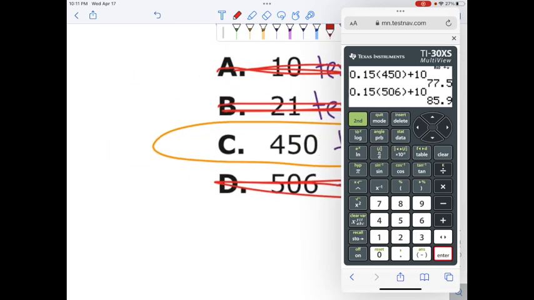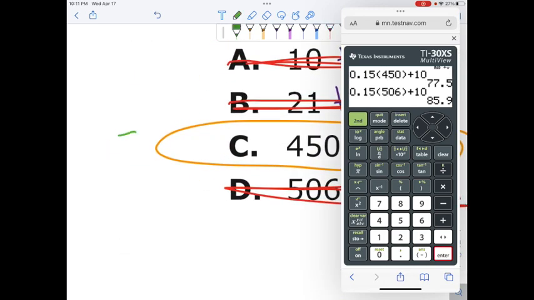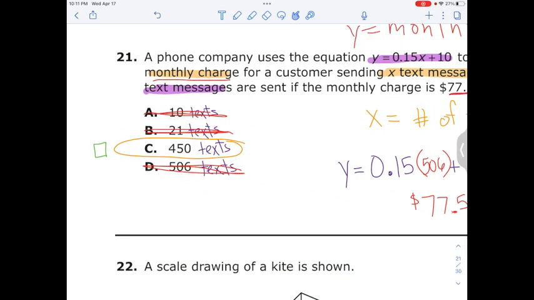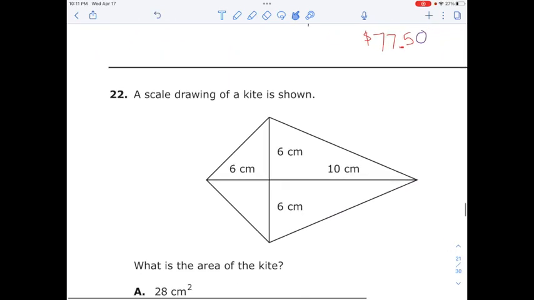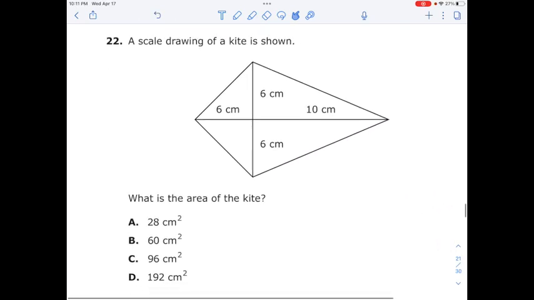All right, for C, you need to draw a square out in front. All right, we're almost done. Just a couple more problems. Number 22, a scale drawing of a kite is shown. We need to find the area of the kite.